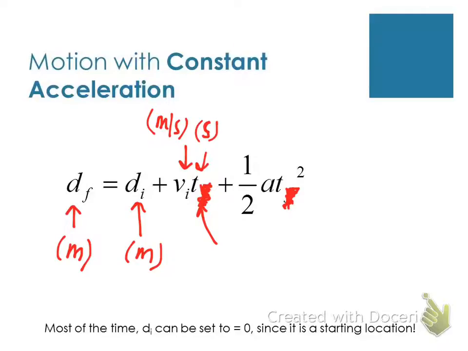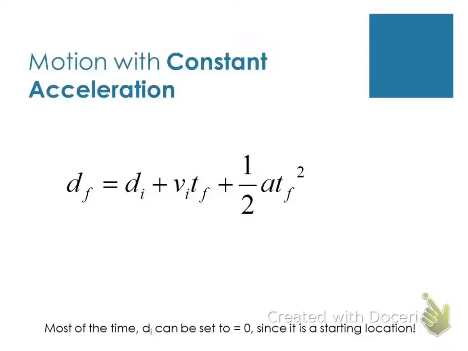T is time, so it's in seconds. One half A is acceleration, right? And what's the units for acceleration? Meters per second squared. And time, again, is seconds. It's important for you to understand on this equation that only the time variable is squared. Here the number is actually squared. It's not just the unit. The number here is squared. So time is squared. It's not the whole term here. It's only the time.